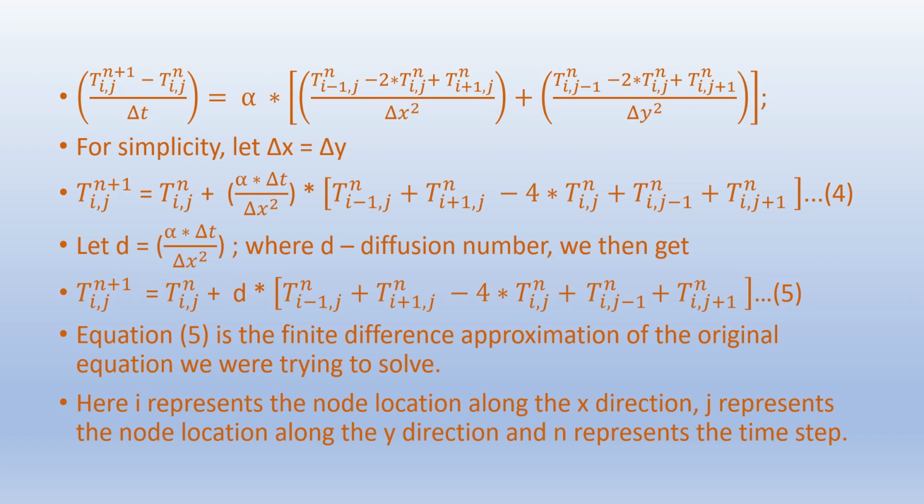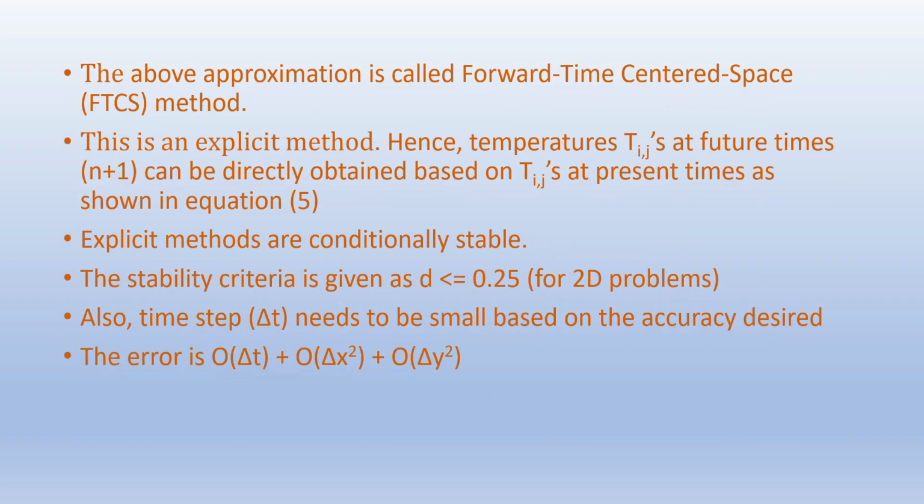Equation 5 is the finite difference approximation of the original equation we were trying to solve. Here i represents the node location along the x direction, j represents the node location along the y direction, and n represents the time step. The above approximation is called the forward time center space, or FTCS, method. This is an explicit method.